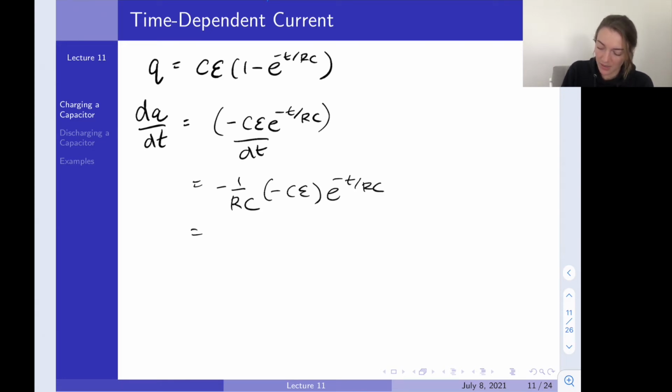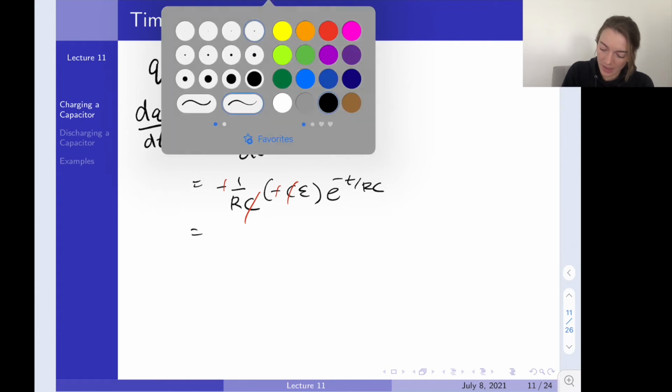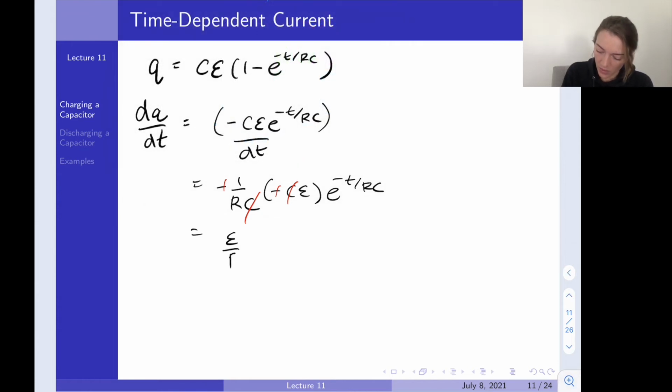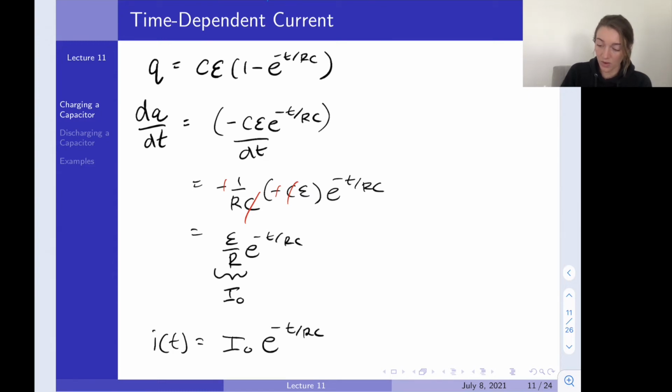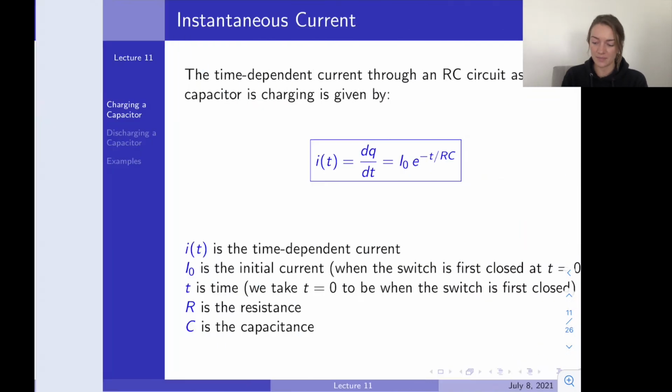So we can see that our negatives cancel, our C's cancel, and we're left with E over R, e to the negative t over RC, and then E over R we said was our initial current. So we can just rewrite our current as a function of time as I naught e to the negative t over RC. So now this is our time-dependent equation for the current.